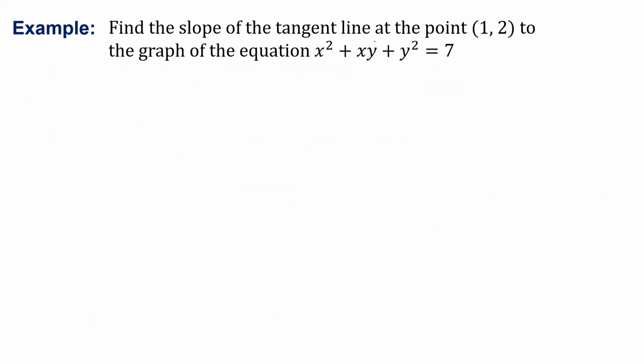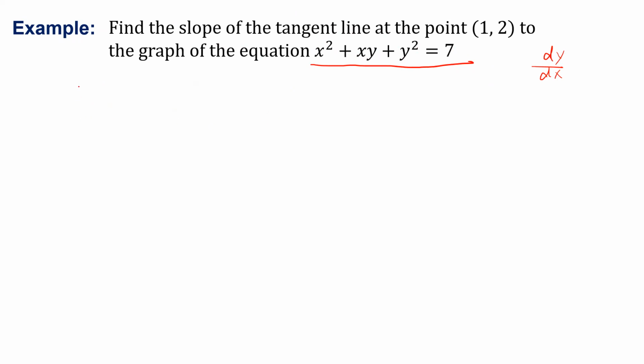Can you find the slope of the tangent line at the point (1, 2) to the graph of this function here? If you want to find the slope of the tangent line, actually we want to find the derivative of this function, dy by dx, right? So note here, this is an implicit expression of this function because we don't know y equals f(x). We don't know the expression of f(x) explicitly. Therefore, we can differentiate both sides with respect to x.